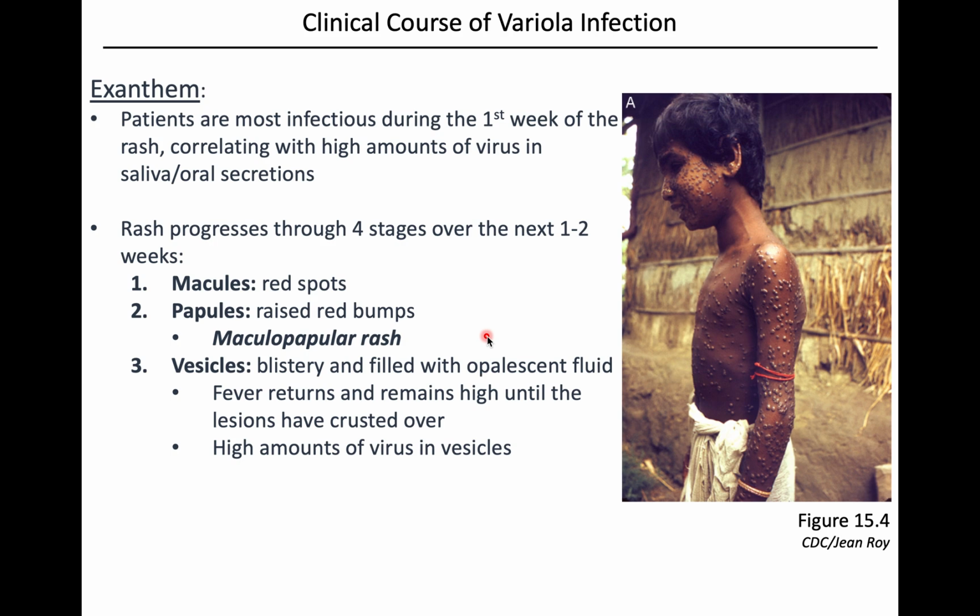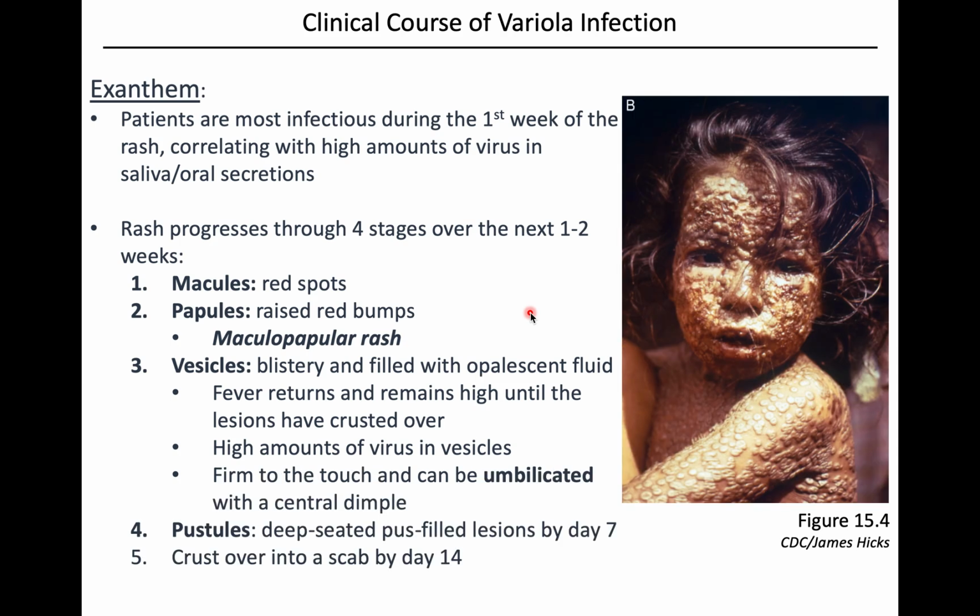maculopapular rash, excuse me. And then that will transition into vesicles, which is what you see on this young man here on the right. These are going to be almost like blisters at that point, filled with fluid that's also going to contain a large amount of virions. Sometimes they'll almost look white in character. I call them opalescent. But usually at this stage, that fever is back, sometimes very high, 103, 104 in some cases.